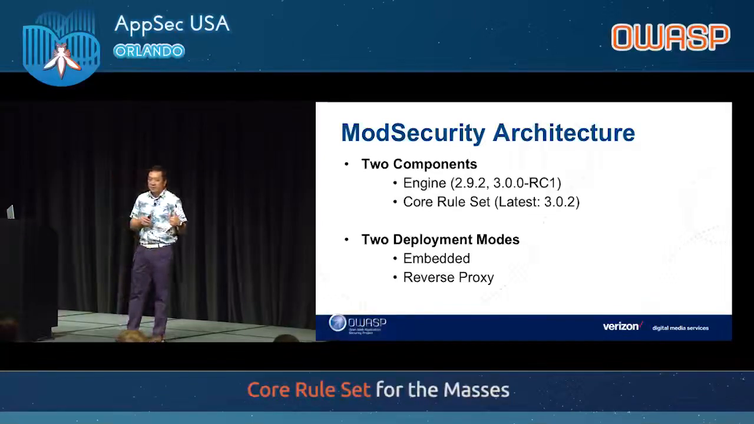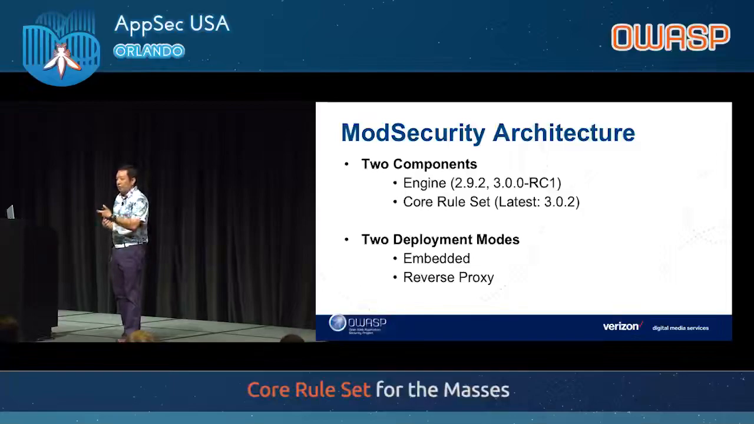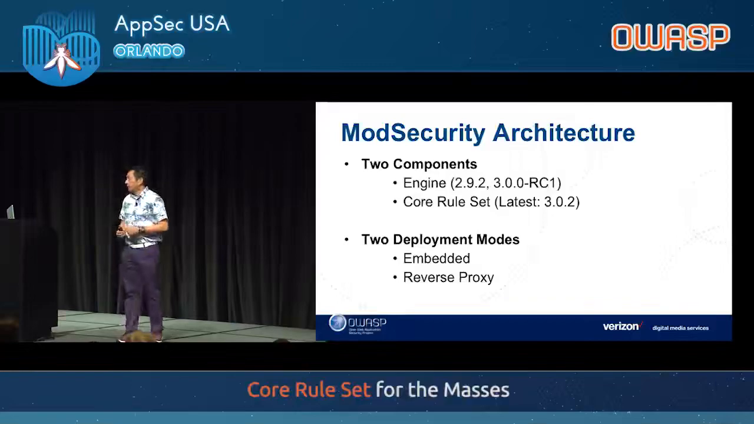And there is the Core Rule Set. Core Rule Set 3.0 came out late last year, and we have done bug fixes and optimization, so we are now at 3.0.2. The two work together, but you don't need the 3.0 engine for the 3.0 rule set to work. There's some compatibility between them, so 2.9.2 definitely supports the 3.0 rule set.